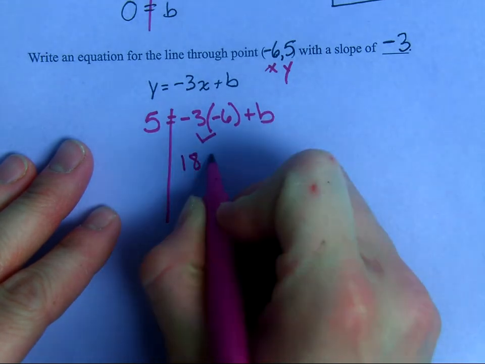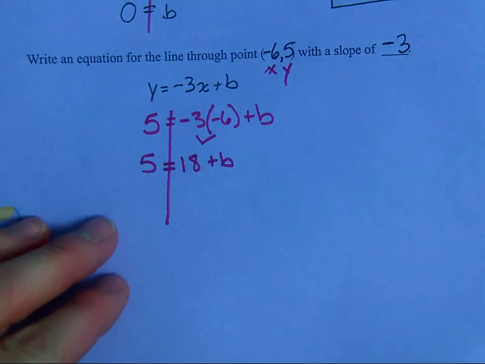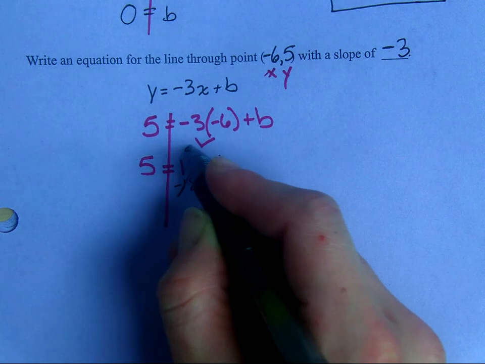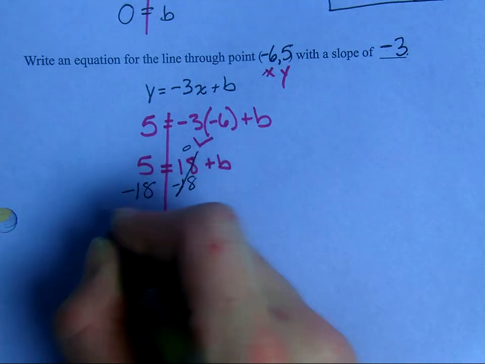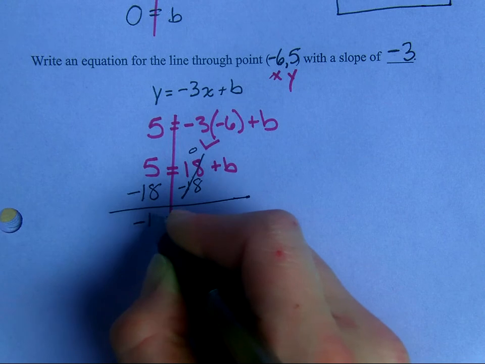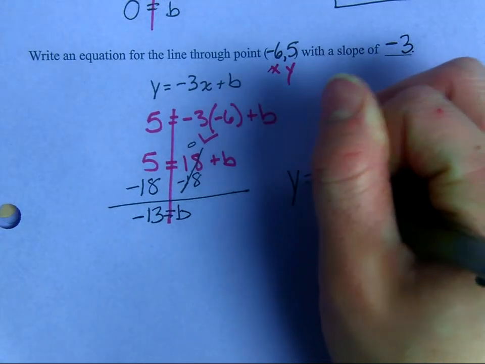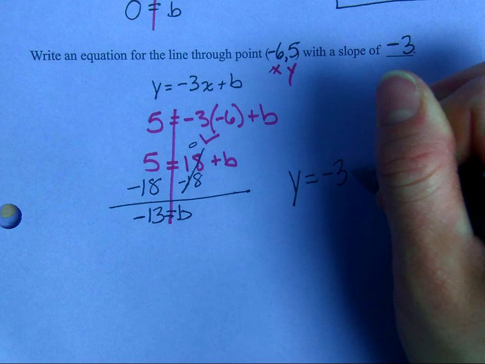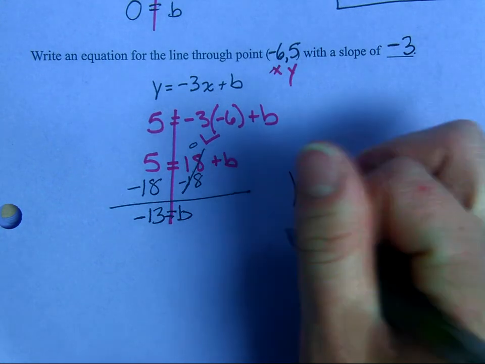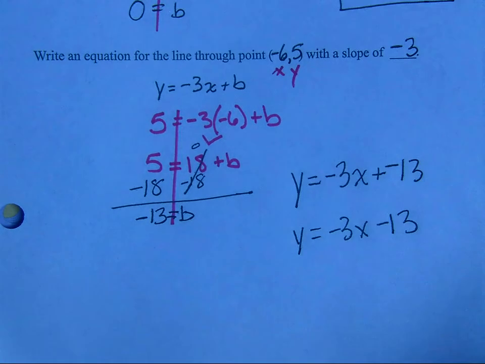Bring down my plus b. We've still got 5 on the other side. Solving for b, I need to take away that 18 to make that 0. So b is equal to -13. That makes our equation y is equal to -3x plus -13. Or you could have that as subtract 13.